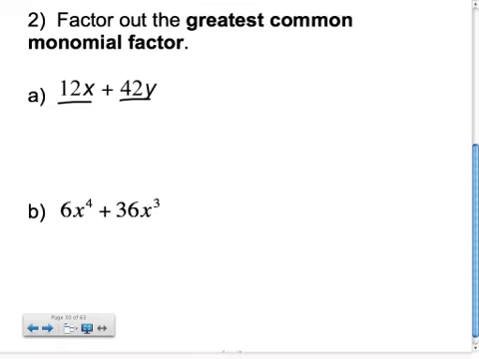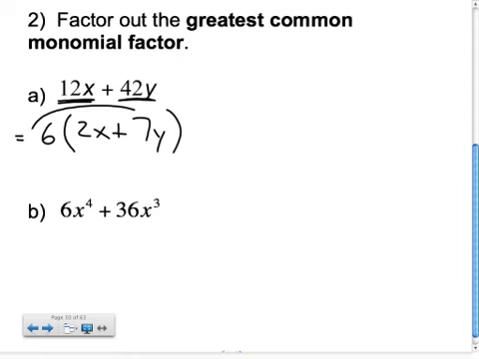Can I take out a 12? I do a little bit of thinking and I realize 12 doesn't divide evenly into 42, so I can't. Long story short, the greatest common factor of these two terms is 6. So when I pull the 6 out in front and divide 12x by 6, I have 2x left, and when I divide 42y by 6, I have 7y left, and that would be my factored form of that original expression. That's just factoring out the greatest common factor.